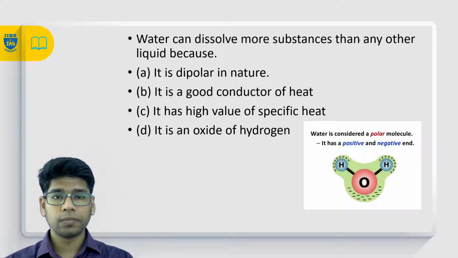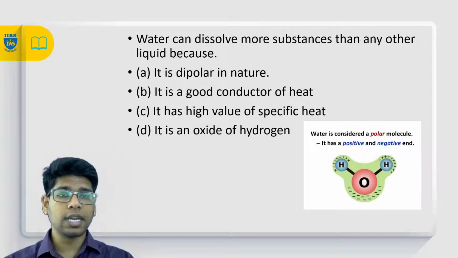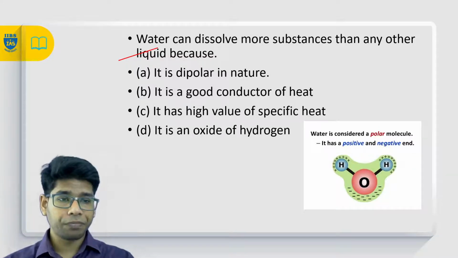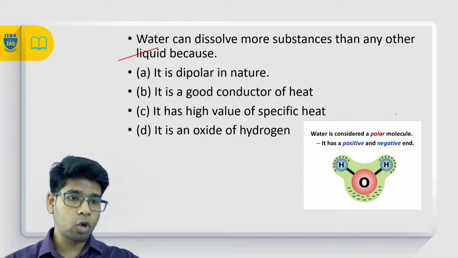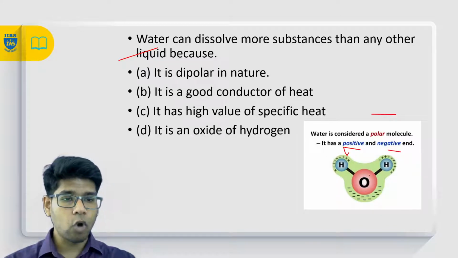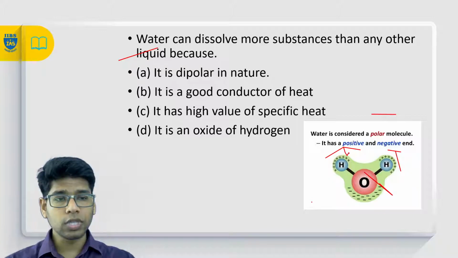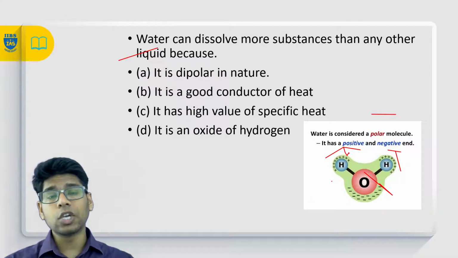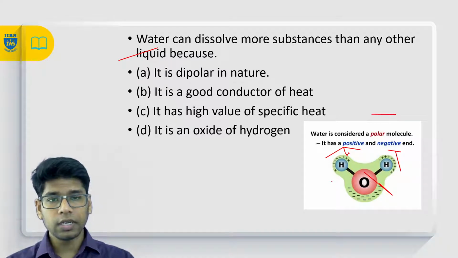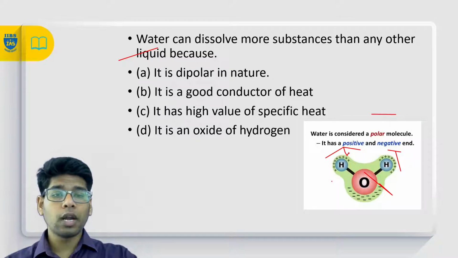Option D. Water can dissolve more substances than any other liquid because it has both a positive charge and a negative charge. As you can see here, water is considered a polar molecule because it has positive and negative, right? We have hydrogen as positive, we have oxygen as negative. So that's why water is a universal solvent. Water is regarded as a universal solvent because of its bipolar or dipolar nature, both positive and negative charge.